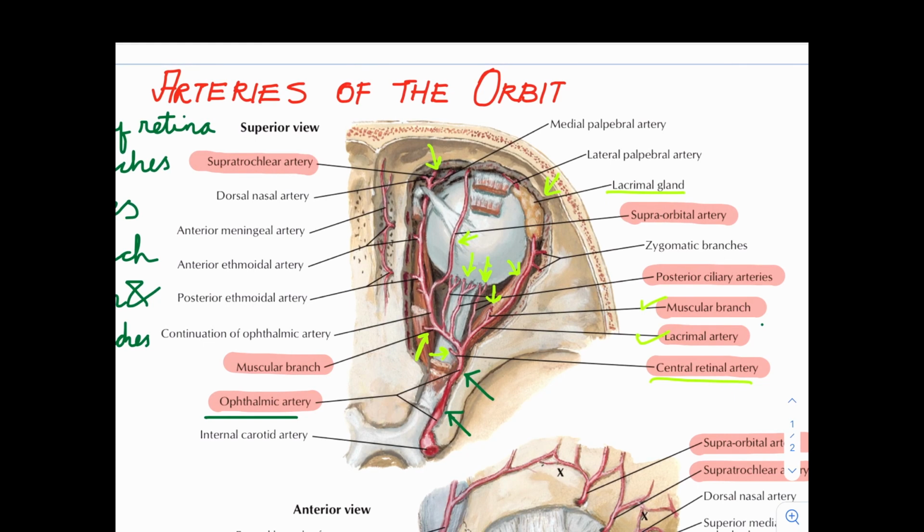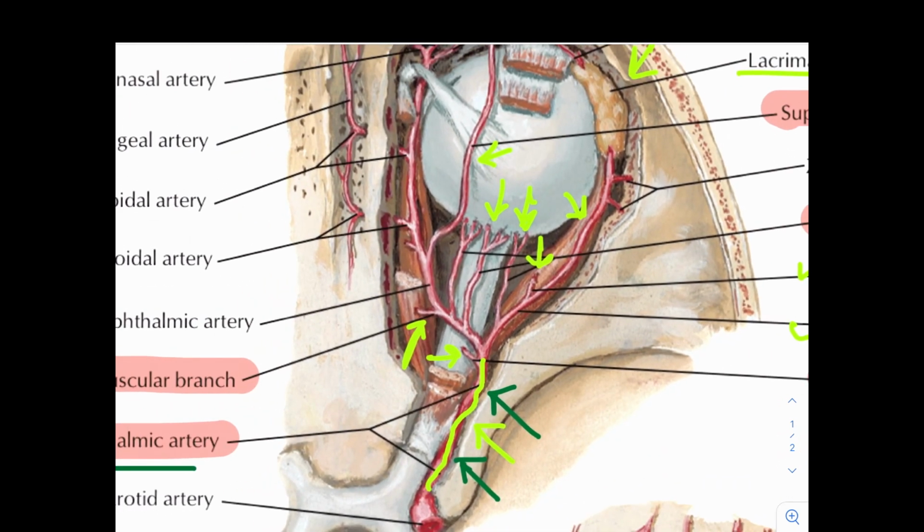Let's sum it up. So, the ophthalmic artery, which is a branch of the internal carotid artery, enters the orbit through the optic canal along the optic nerve. So, it enters the orbit through the optic canal. Then, it divides into numerous branches. The first one is the central retinal artery.